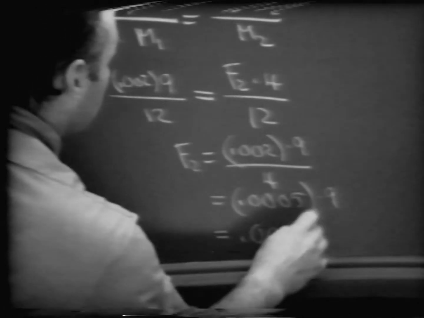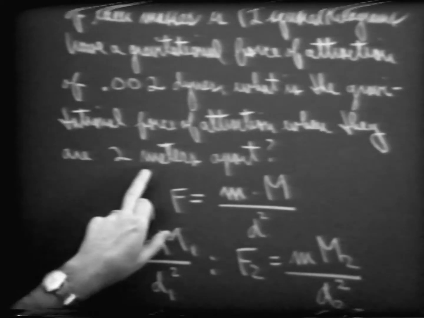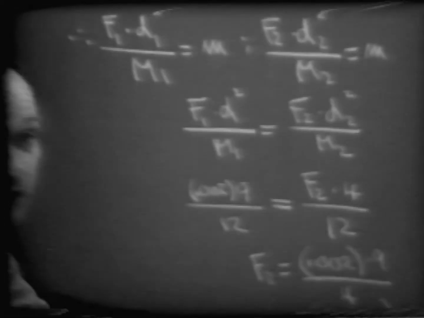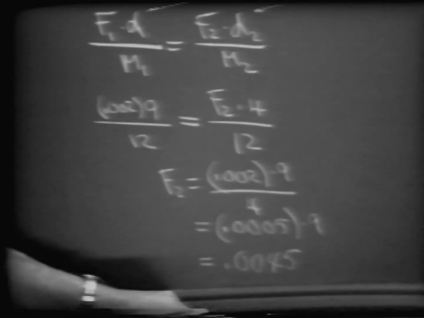0.0045, all right? And so our conclusion is, the question asks, what is the gravitational force of attraction when they are 2 meters apart? And our answer is, what, 0.0045, and what is our unit that we are dealing with here? That many dynes. Okay? Well, let's look at a last example, and I think that's all that we need to do for today.